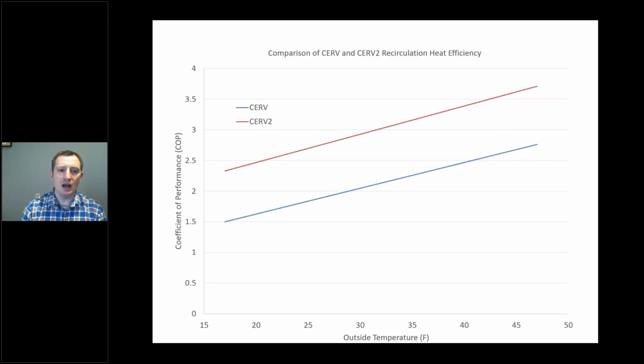This curve is just showing the first generation and the second generation efficiency for recirculation heating. So with some small changes that we made to the heat pump system, we're able to get better COP performance out of the unit. So there's a good step up in that direction there. But you can see heading well below zero towards the left of the graph, as far as heating COP, well below zero, we're going to be better than one, which is what you would get with electric resistance, which is what the CERV goes down to as you get well below zero.